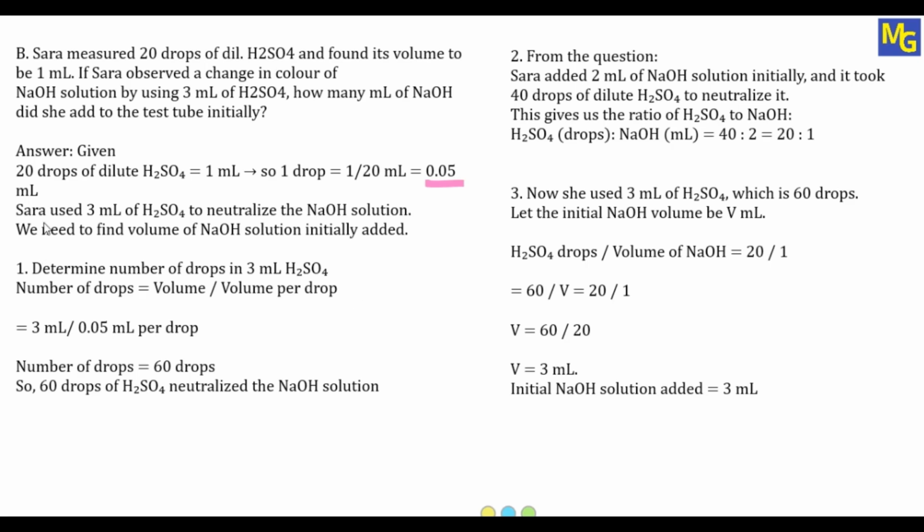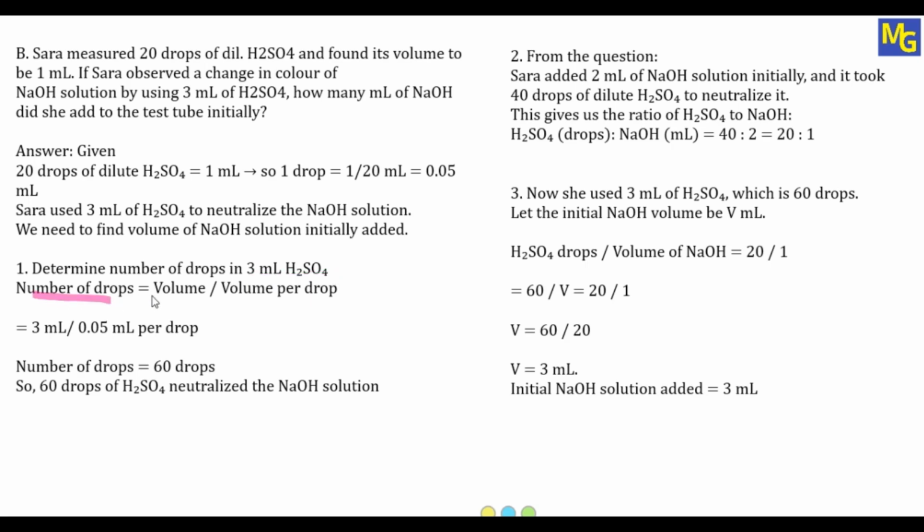Now, in the question, Sarah used 3 ml of H2SO4 to neutralize NaOH solution. We need to find the volume of NaOH solution initially added. So, how much NaOH was added initially, that we have to find out. So, by using this, now we will start. We will solve in steps. Step 1: determine the number of drops in 3 ml H2SO4. First we will determine the number of drops, because everything is given in terms of drops. So, first we will find out how many drops are there in 3 ml of H2SO4.